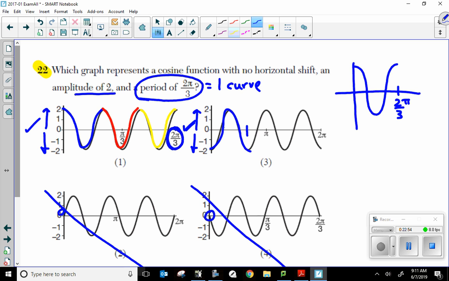okay, I hope you know that 2/3 pi is less than 1 pi, right? Here's 1 pi. Here's 1 curve. It stops before then. And that's approximately 2/3 pi. Okay? Your answer is choice 3.